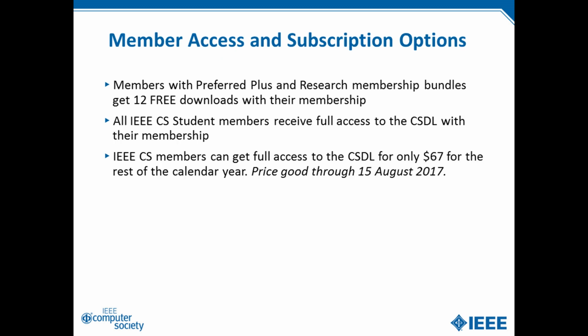So you all as a member do get access to some of the CSDL. If you have joined with a Preferred Plus or Research membership bundles, you automatically get 12 free downloads with your membership. If you're a Student Computer Society member, you automatically get full access to the CSDL. And you can subscribe to the CSDL if you need more access than you're currently getting with your membership option for only $67 for the rest of the calendar year. And that price is good through August 15 this year, at which point afterwards we will transition to 2018 membership year.